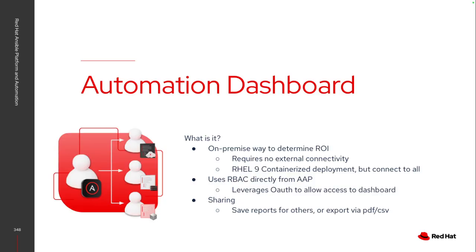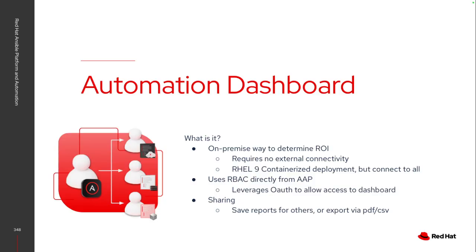You may be familiar with automation analytics that's on console.redhat.com. This is similar to that. However, the entirety of this lives in your on-premise environment, or really wherever you install it. So I don't have to worry about sending this data externally. It can all be maintained in the exact same place that my automation platform cluster is.